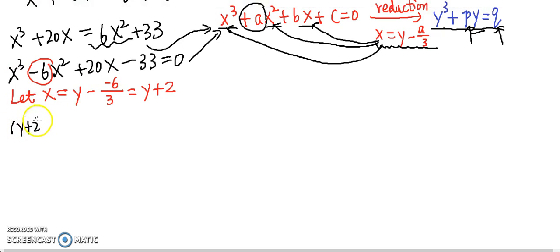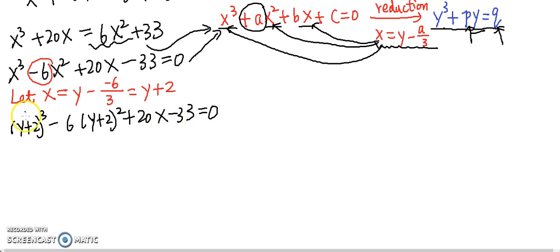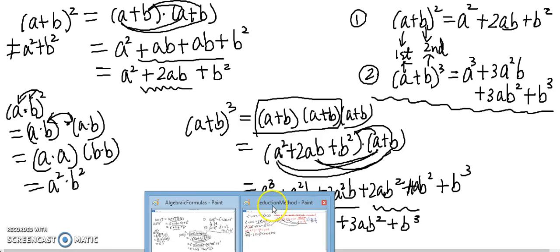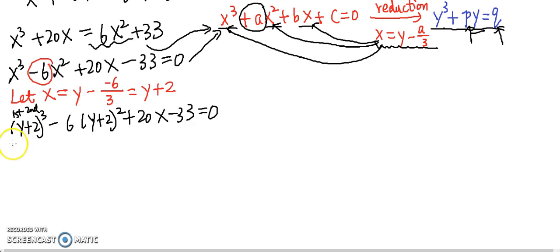So y plus 2 cubed minus 6 times y plus 2 squared plus 20x minus 33 equals 0. We're going to use the formulas we just talked about. y is the first term, and 2 is the second term. Let's take a look at the formula again right here. So we use this formula here. You can copy down the formula, so when we do the problem, you can look at the formula and apply it.